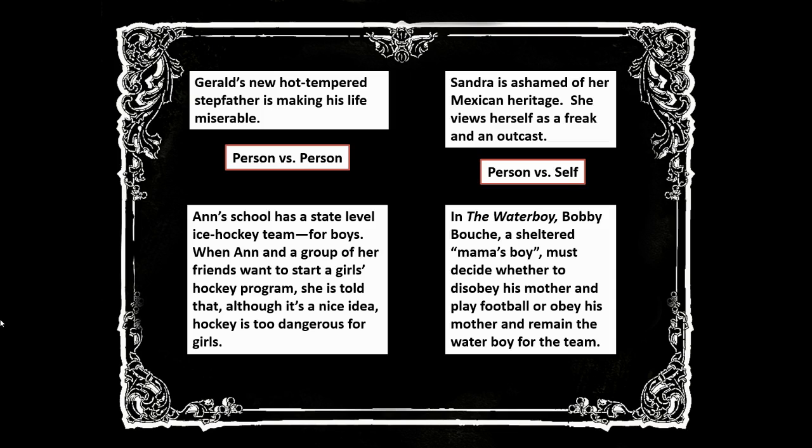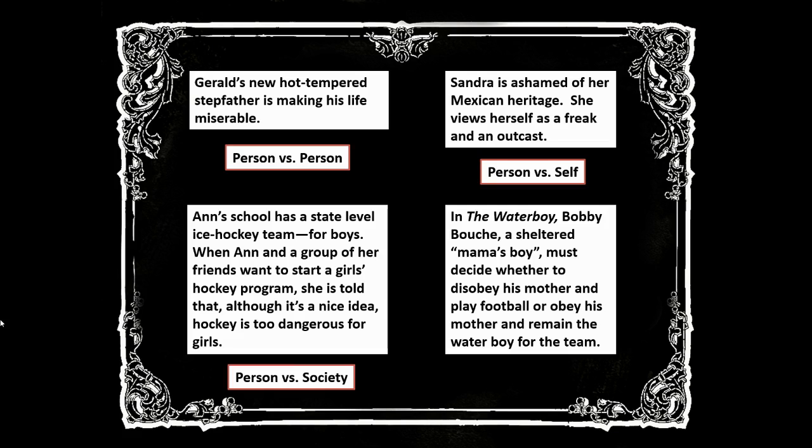And then Anne's school has a state level ice hockey team for boys. When Anne and a group of her friends want to start a girls' hockey program, she's told that although it's a nice idea, hockey is too dangerous for girls. So I think this one is person versus society. So the people actually are composed of this group of girls who want to play hockey, but they are told hockey is not a girl's sport. So that's a societal view. So this is person versus society.